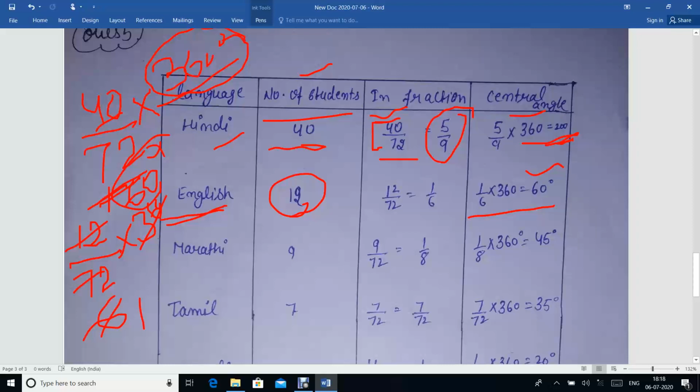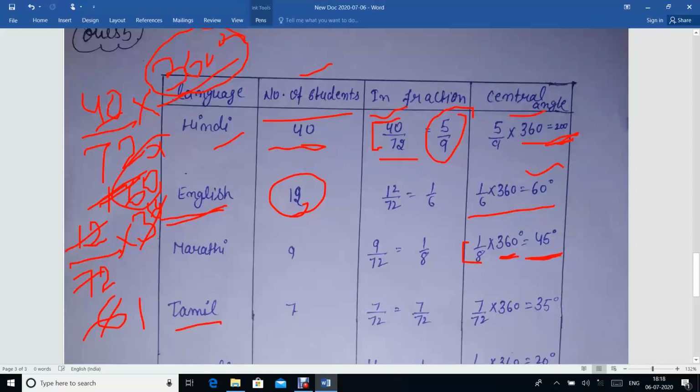Similarly, you can find the central angle for Marathi. As you can see, the number of students who speak Marathi is 9. So you have to put 9 in the numerator and the total number of students, 72, in the denominator. On solving that you will get 1 upon 8. Now 1 upon 8 is the fraction, and you have to multiply this fraction by 360 degrees and you will get 45 degrees.